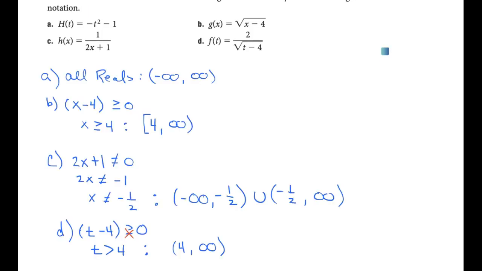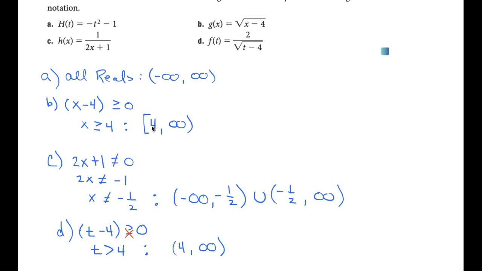Okay, here's your answers. I'll talk about them real quick. A, there's nothing limiting t squared, so it's going to be all real numbers from negative infinity to positive infinity. On B, it won't be a real number if it's anything less than 0, so I set it greater than or equal to 0. So I set x minus 4 greater than or equal to 0. And I ended up with from 4, including 4, to infinity.